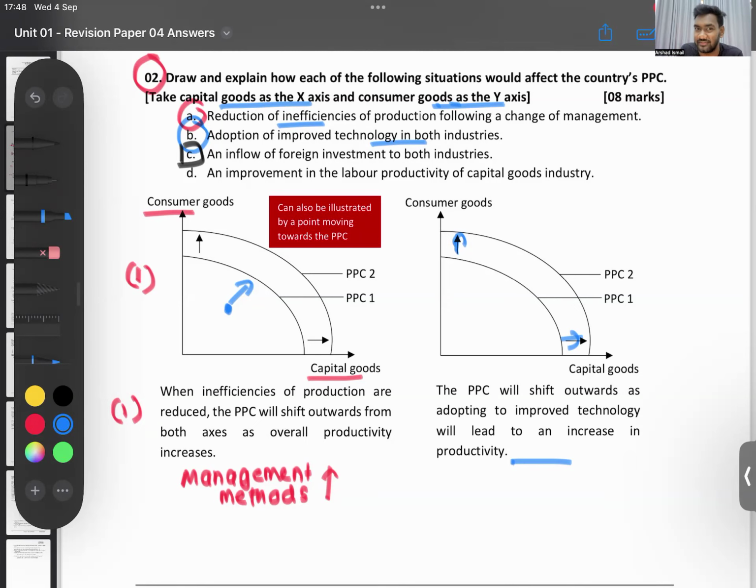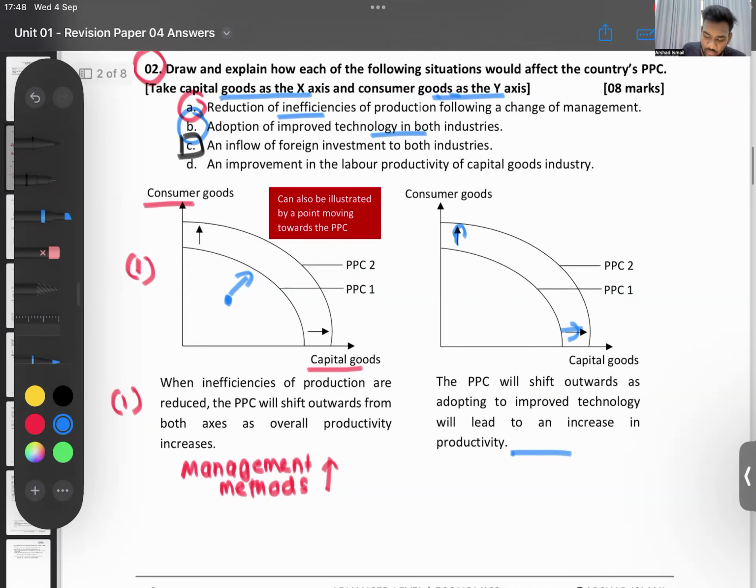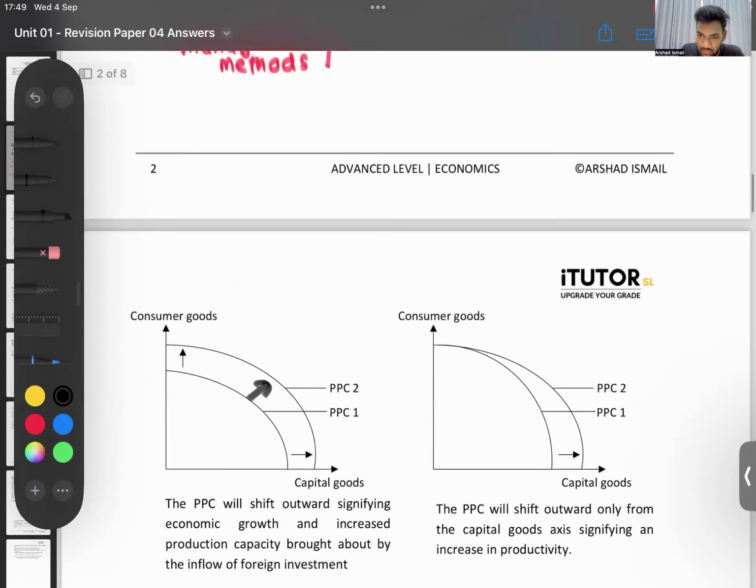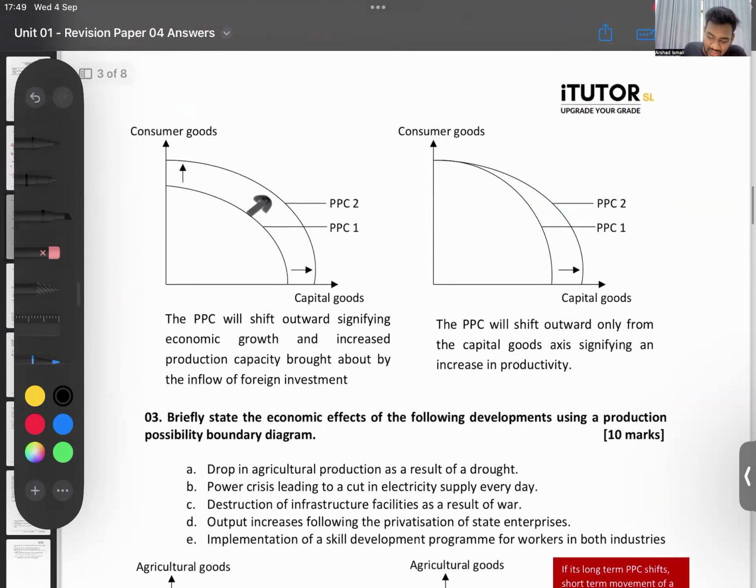You can't switch it. Then the last one: improvement in labor productivity in the capital good industry. How do you think that is shown? Labor productivity improves, so the PPC will shift to the right. But it has improved only in the capital good industry, so the PPC will shift to the right only in the capital good industry. So you have to show it something like that.